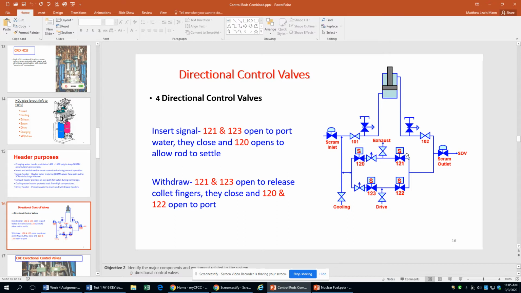So if I want to scram, I'm not using this insert and withdrawal path. Forget about that. I have my own dedicated scram path. So I'm going to open this one, I'm going to open this one, and that rod is going to go in. So the water is going to rush in, push underneath. This water on the top needs to exhaust, and it's going to go out this scram outlet to a tank that I call the scram discharge volume.